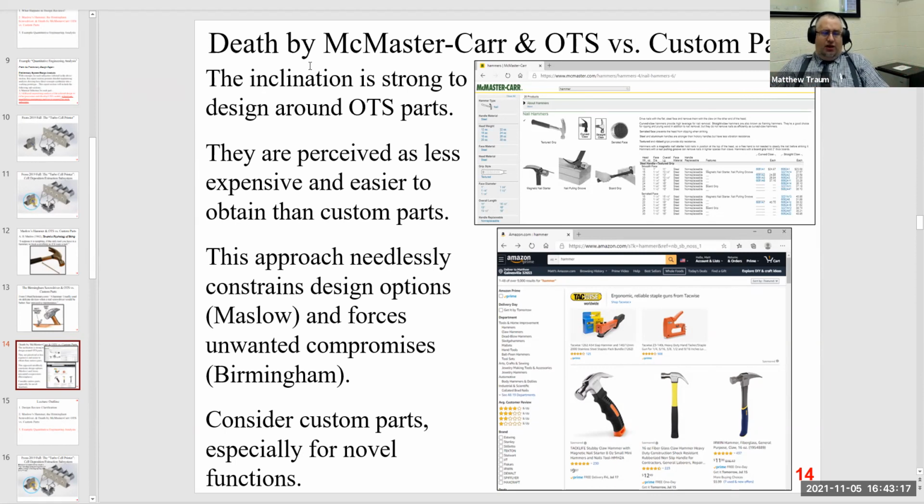So in that process, there's a very strong inclination to use something like McMaster-Carr or Amazon to specify an OTS, off-the-shelf part in lieu of a custom part. The reason for this is that OTS parts are often perceived as being less expensive and easier to obtain than custom parts, right? You just go to Amazon and buy it, or McMaster-Carr and buy it, and it shows up on your doorstep 2 days later if you have Prime. Wasn't that easy? It's like having the easy button. I didn't have to actually manufacture or fabricate anything. I just went to McMaster-Carr, found the part that I needed, pushed the button, paid for it, and it showed up on my doorstep.